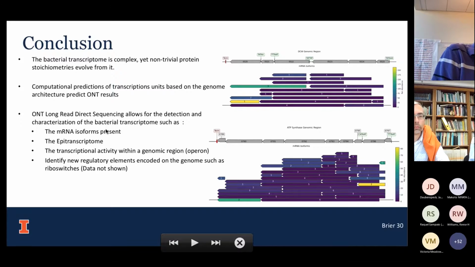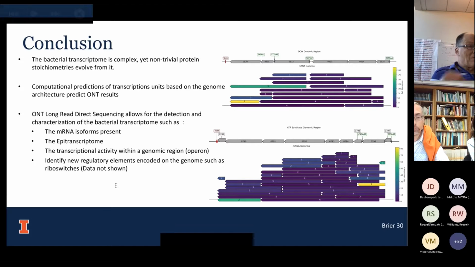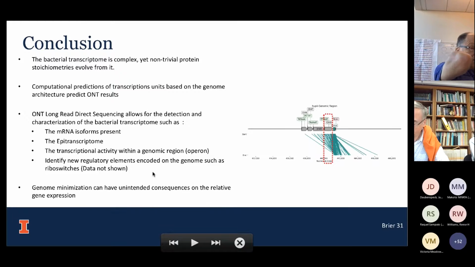So the mRNA isoforms present, the epitranscriptome itself, transcriptional activity within a region, and then some work I didn't show: we're able to identify new regulatory elements such as riboswitches from comparing the computational predictions with the Oxford nanopore. Where we see termination or something like that occurring where we don't expect it, we can then go in and try to better understand why this is occurring, especially if it's happening consistently.